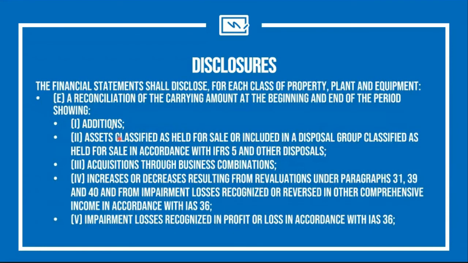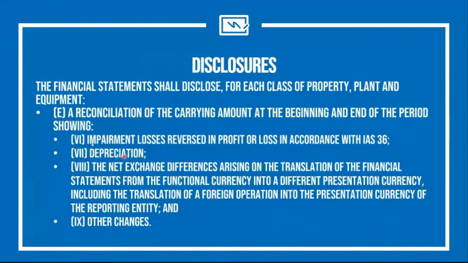And letter E, a reconciliation of the carrying amount at the beginning and end of the period showing the details for additions, for assets held for sale, for additional acquisitions due to business combination, for increases or decreases resulting from revaluations or impairments, for the impairment loss recognized in profit or loss, also for impairment losses reversal, for depreciation itself, for the translation adjustments in the case of foreign operations, and for other changes.